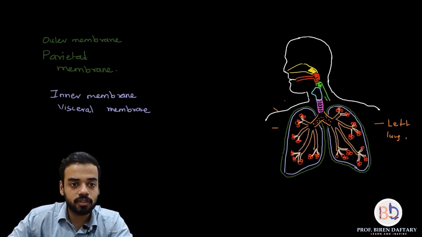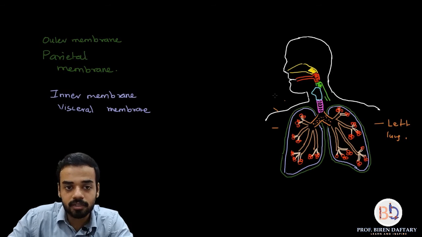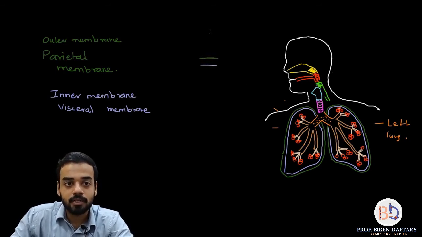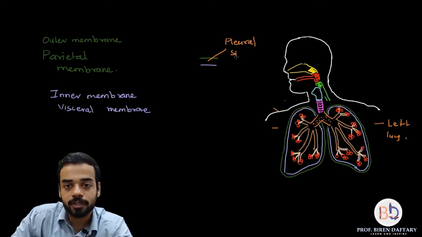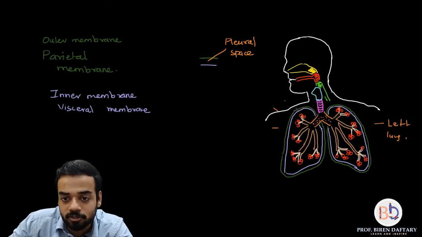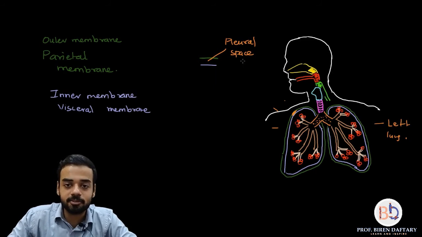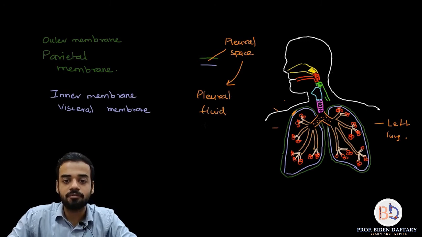Now if you see over here, let me just select this. This is the outer membrane, correct, and this is your inner membrane. Then there is this space which is present. This space between the two is called the pleural space. Please remember, this space is continuous. It is filled with a liquid called pleural fluid, which is a lubricating fluid that prevents friction.